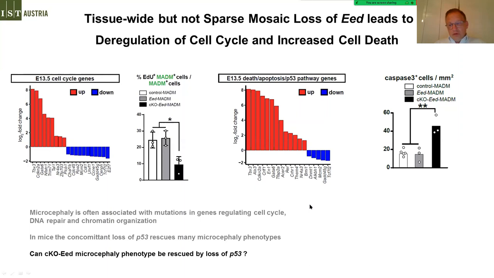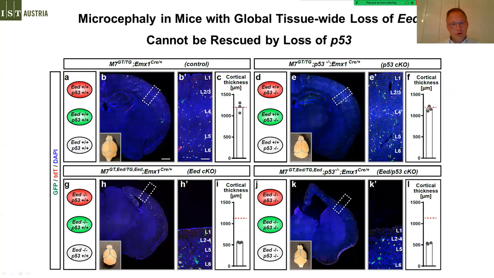Now, this raises a few questions, namely, it is known that microcephaly is often associated with mutations in genes regulating cell cycle, DNA repair, and chromatin organization. But what has also been shown is that if you knock out P53 together with those mutations, you can actually rescue, in some instances, the microcephaly phenotype. So we were wondering if our phenotype is P53 dependent. We brought in the P53 mutation, and this is the data. Long story short, the microcephaly cannot be rescued. So it's a P53 independent pathway.